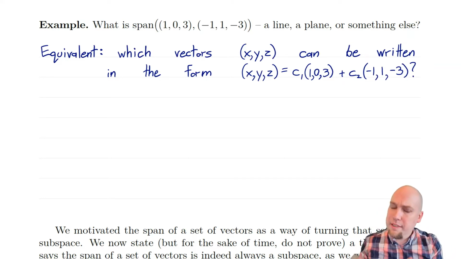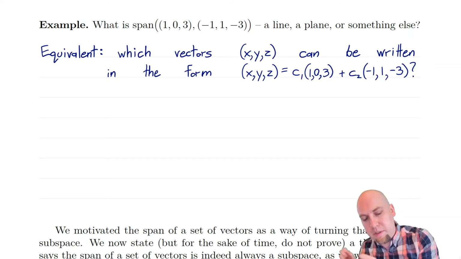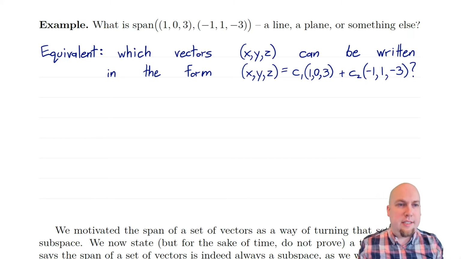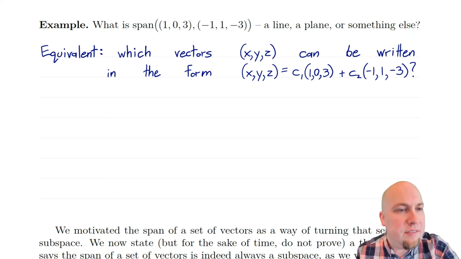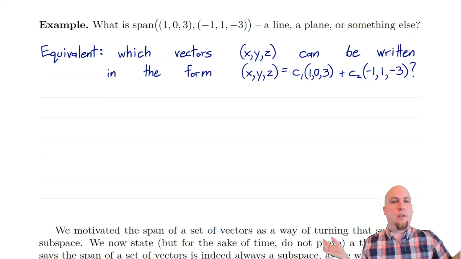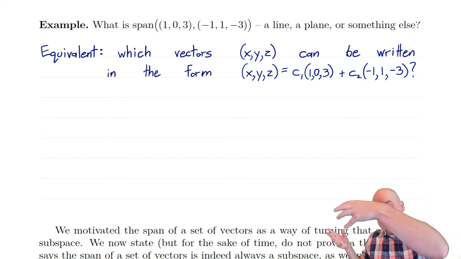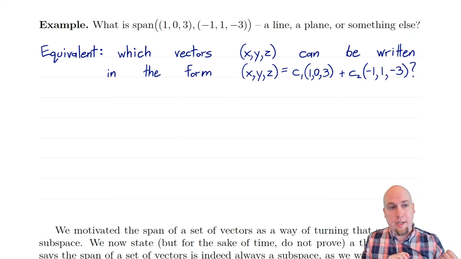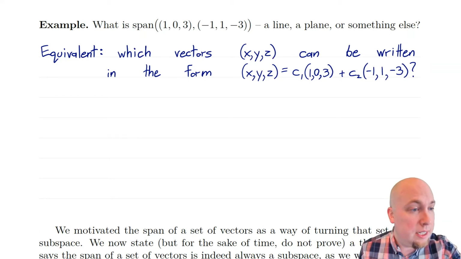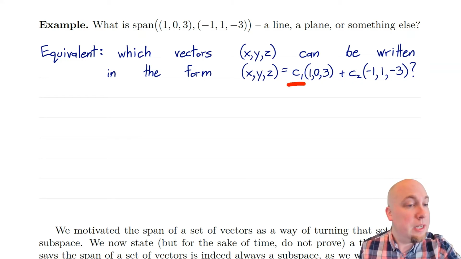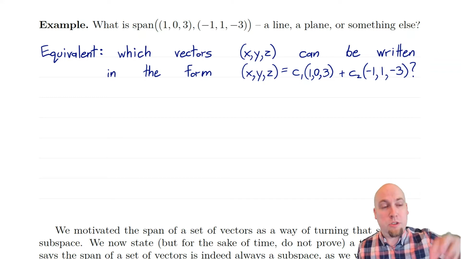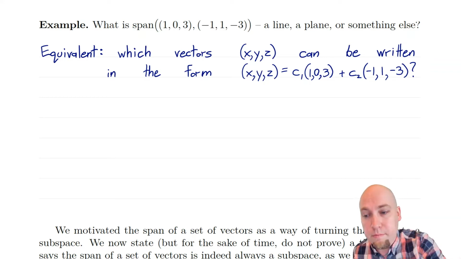You just have to be a little bit careful about what the variables in the linear system are and what the constants are. What we're doing is thinking of this vector x, y, z as given to us. Then we're asking, is x, y, z in that span? In other words, do there exist c1 and c2 such that this happens? So c1 and c2 are the variables that we're trying to solve for in the linear system.